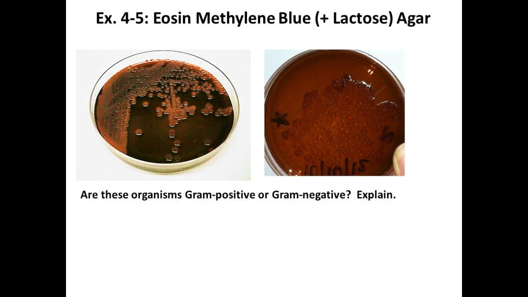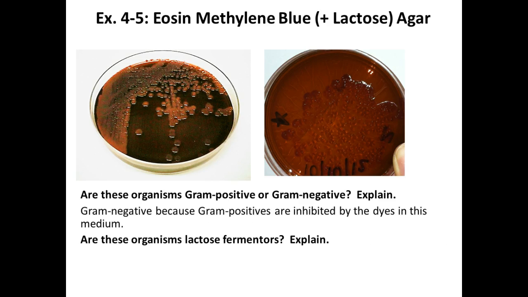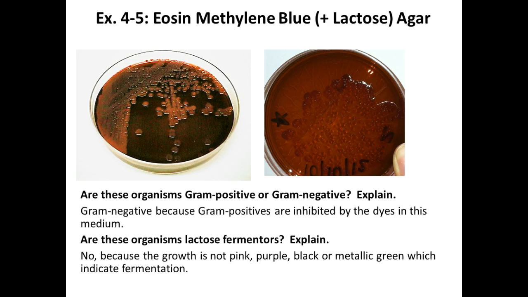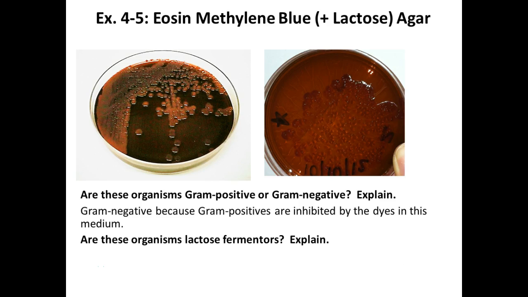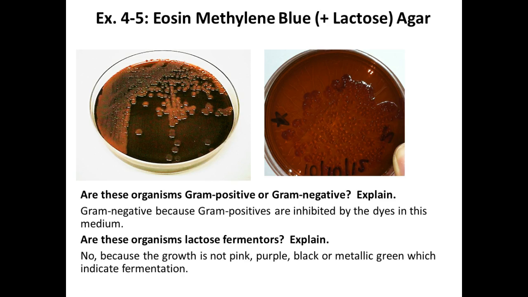So these organisms are growing on both of these plates. And they're kind of blending in with the plate, so it's kind of hard to see. So we can tell one thing about these organisms because they're growing, right? Are they gram-positive or gram-negative? They're gram-negative, because gram-positives won't grow. What kills them? The dyes, the eosin and the methylene blue. Right? So, are they fermenting? No, because what colors should we see if there's fermentation happening? Pink, purple, black, or metallic green. None of those you see, right? So it's not a fermenter.